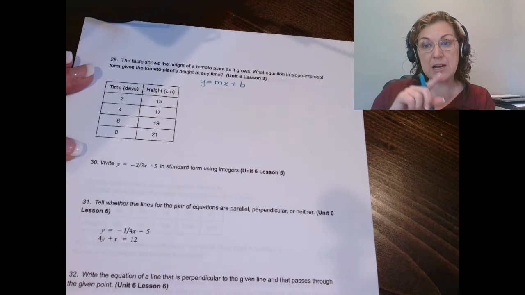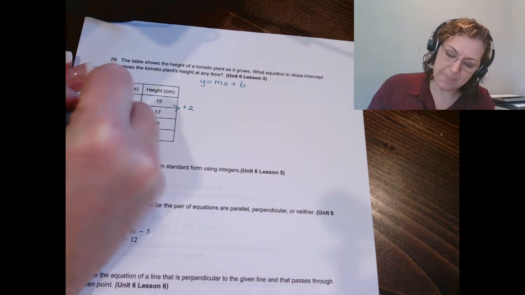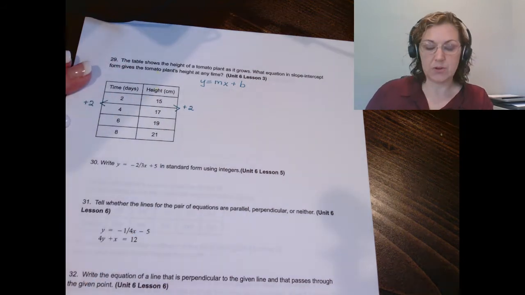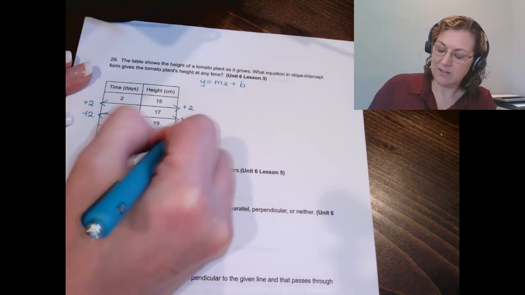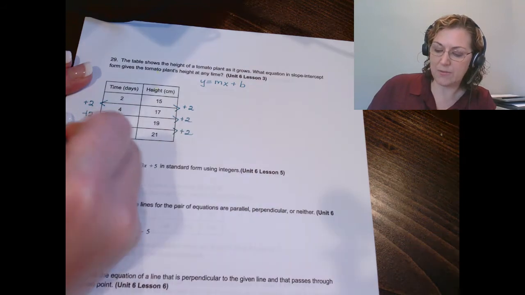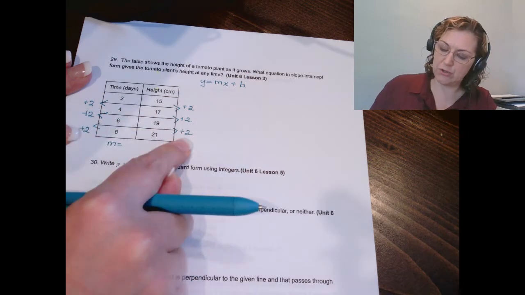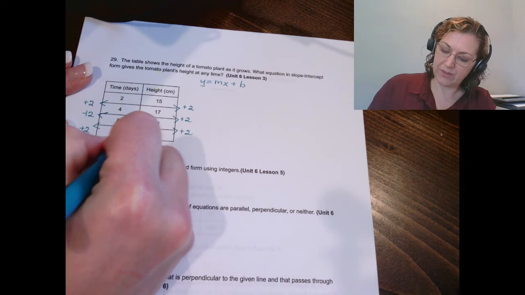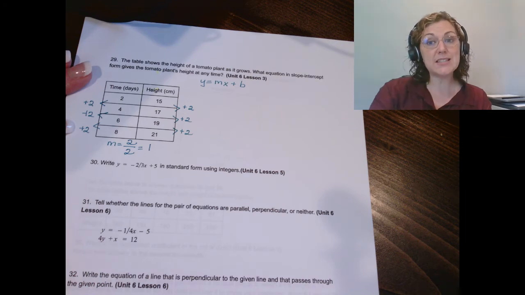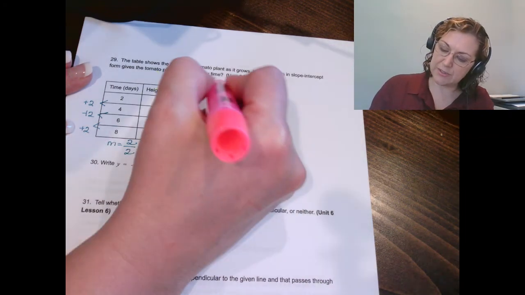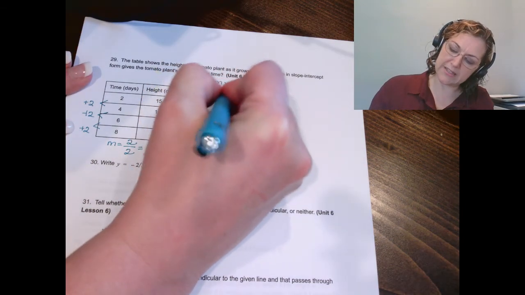Remember in our previous problems how we talked about finding the increase, right? When we do that, we actually are finding the slope. Now remember, you have to stack those to make the slope. So you have to say 2 divided by 2. 2 divided by 2, so my slope is 1. So friends, this is going to be the first thing that I substitute for m. So I have y equals 1x plus b.